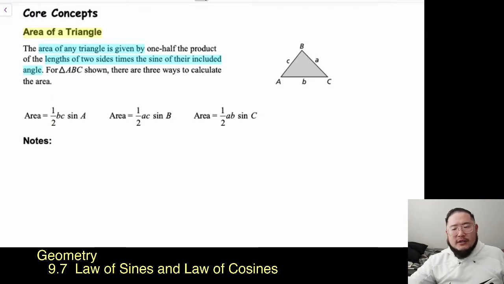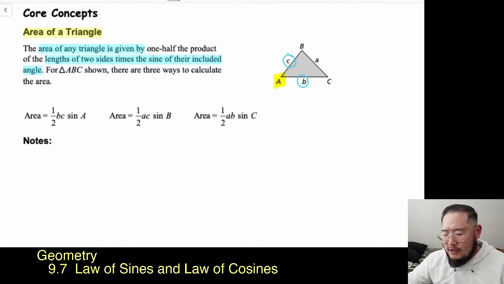of a particular triangle, they have to give you an angle, but they also need to give you the two included sides. So if I'm looking at angle A, they must give you side B and side C, the two sides that are adjacent to angle A, or the included angle. If they don't give you those two sides, then you can't figure out the area. So right here it says, let's find the area. We have area is equal to 1/2 times BC times sine of A.